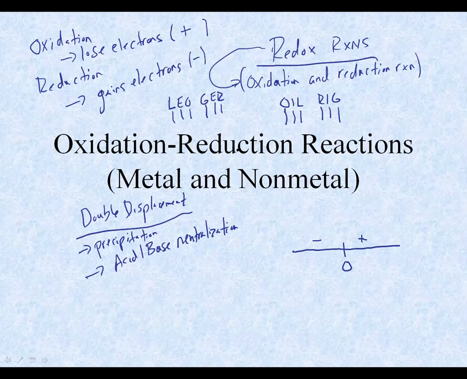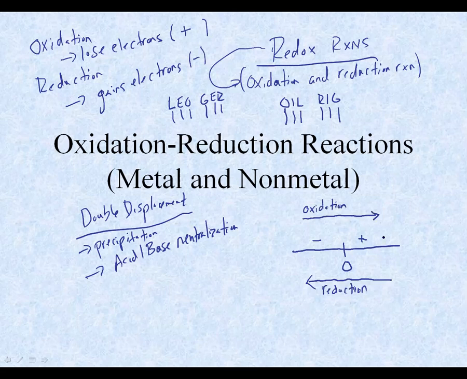So you literally can use the number line, and if you move from one side to the next, for example, if you move in this direction, things are becoming more positive. That indicates that an oxidation occurred. While if you move in the opposite direction, things are becoming more negative. That means that reduction is occurring. So this is usually a very simple way to do it.